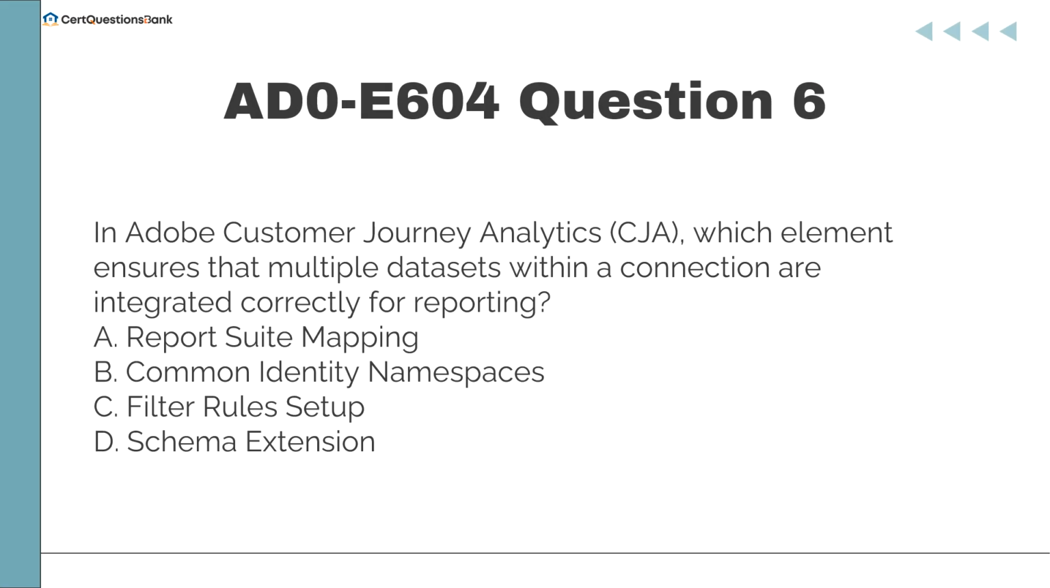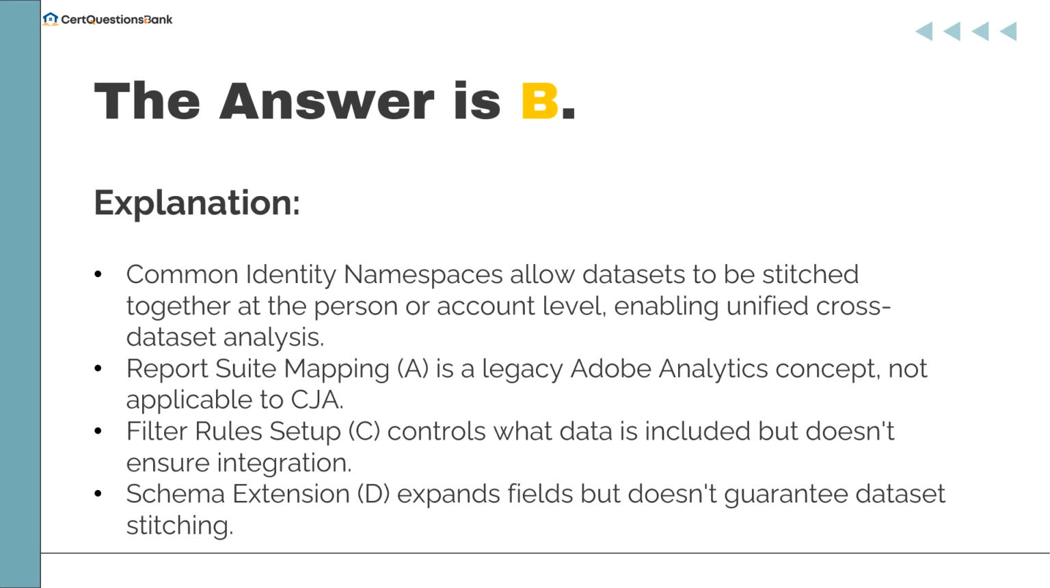In Adobe Customer Journey Analytics, CJA, which element ensures that multiple datasets within a connection are integrated correctly for reporting? A. Report suite mapping. B. Common identity namespaces. C. Filter rules setup. D. Schema extension. The answer is B.